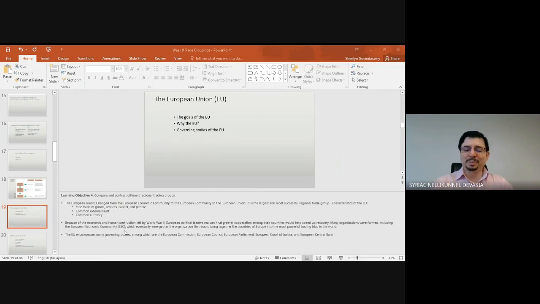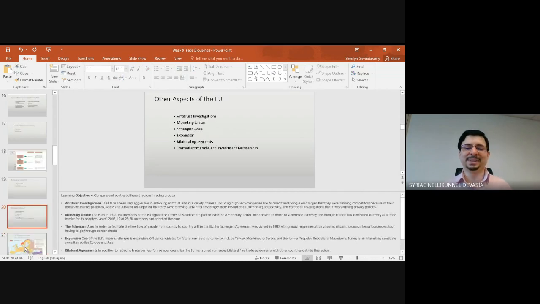So what prompted European Union to come about? After World War II, the European political leaders realized that greater cooperation among their countries would help speed up recovery of the European countries. So many organizations were formed, including the European Economic Community, EEC, which eventually emerged as the organization called European Union. It has many governing bodies, which include European Commission, European Council, European Parliament, European Court of Justice, and European Central Bank, and so on. All these governing bodies together form European Union. So I think you got some more idea about European Union.